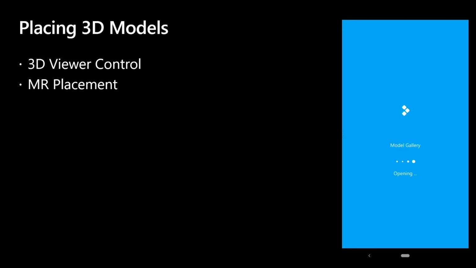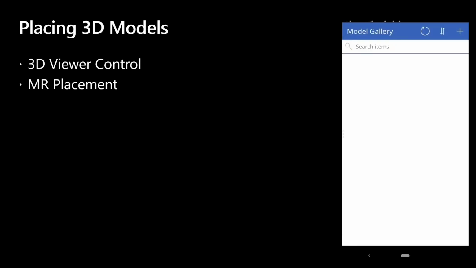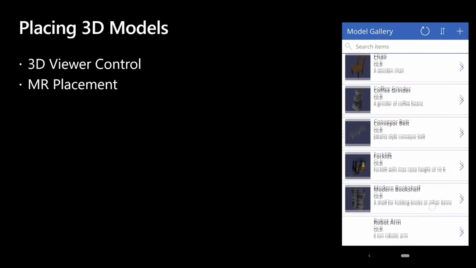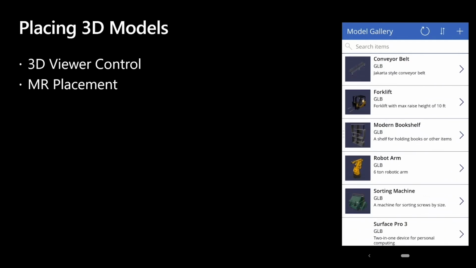Okay, it's time for our first demo, placing 3D objects in a space. In this demo, we have a standard Power Apps gallery control with all of the products our field sales guy is demonstrating for customers. In our case, that's everything from Surface PCs and bookshelves to robotic arms and forklifts. When we choose a product and drill in, the first thing we will see is our new 3D viewer control.